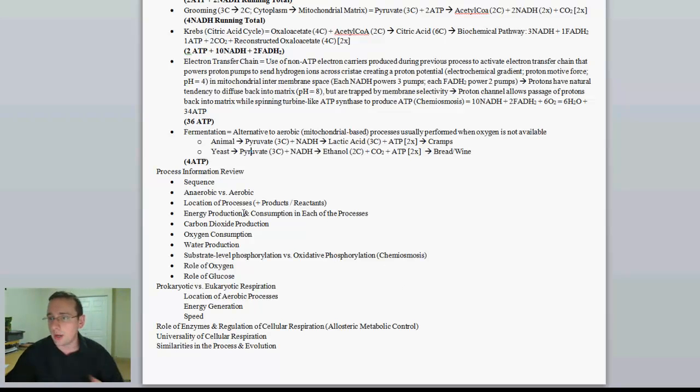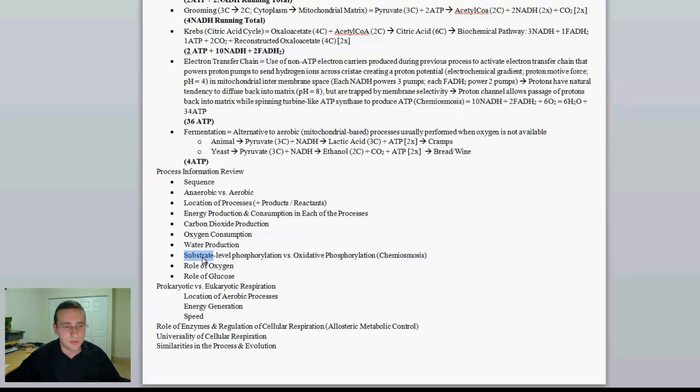You got to know where the processes happen, and also where you would find certain chemicals like acetyl-CoA, pyruvate, glucose, and the carriers, where do they end up? That kind of stuff you gotta know. You gotta know how much energy is produced in each step, and how much energy is consumed in each step. You gotta know where oxygen is consumed and water produced. That's only in the ETC. Carbon dioxide is produced a little bit during the link reaction, more during the Krebs cycle.